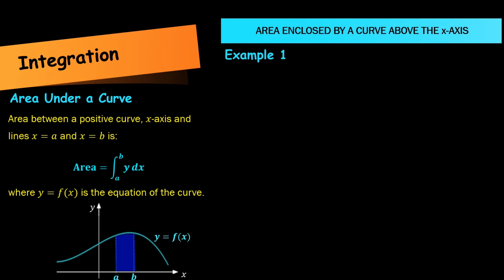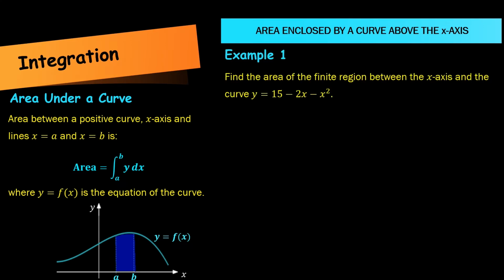Let's take a look at an example. Find the area of the finite region between the x-axis and the curve y equals 15 minus 2x minus x squared. Pause the video and have a go. Press play when you're ready to view the solution. So let's solve this.